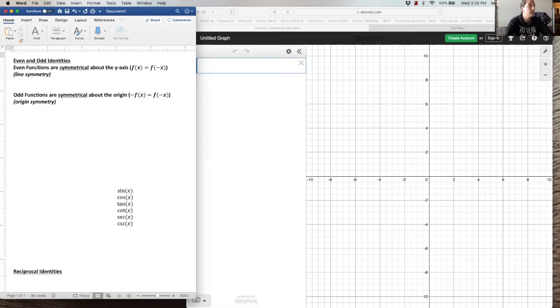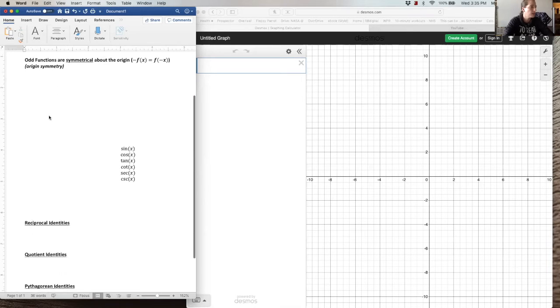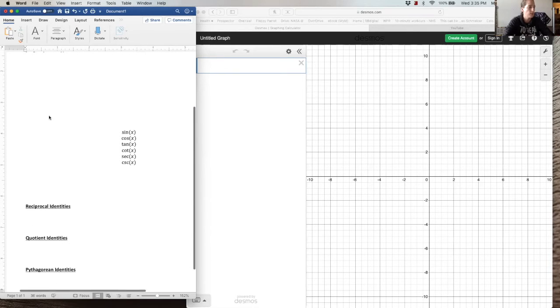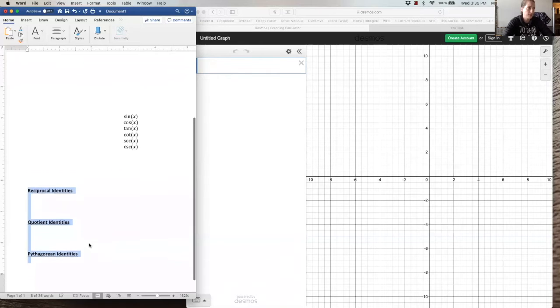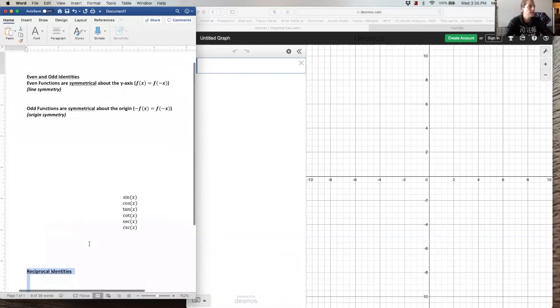We're going to have our even and odd identities. We're going to have our reciprocal identities, our quotient identities, and our Pythagorean identities. Now, all three of these, the reciprocal identities, the quotient identities, and the Pythagorean identities, are things we've actually already talked about in class. The new ones are going to be these even and odd identities. We're going to go over all of these in this first video and then look at how we use them to do stuff with our functions, okay?